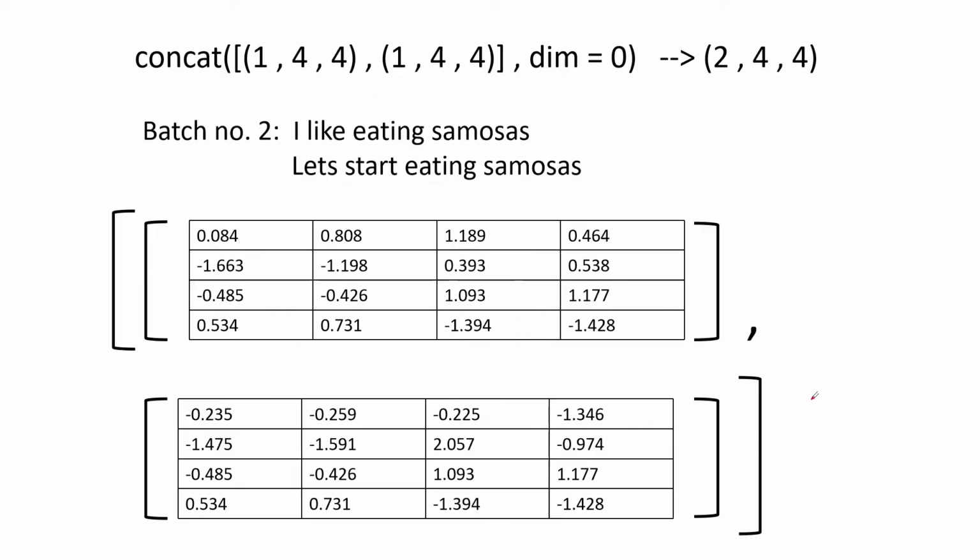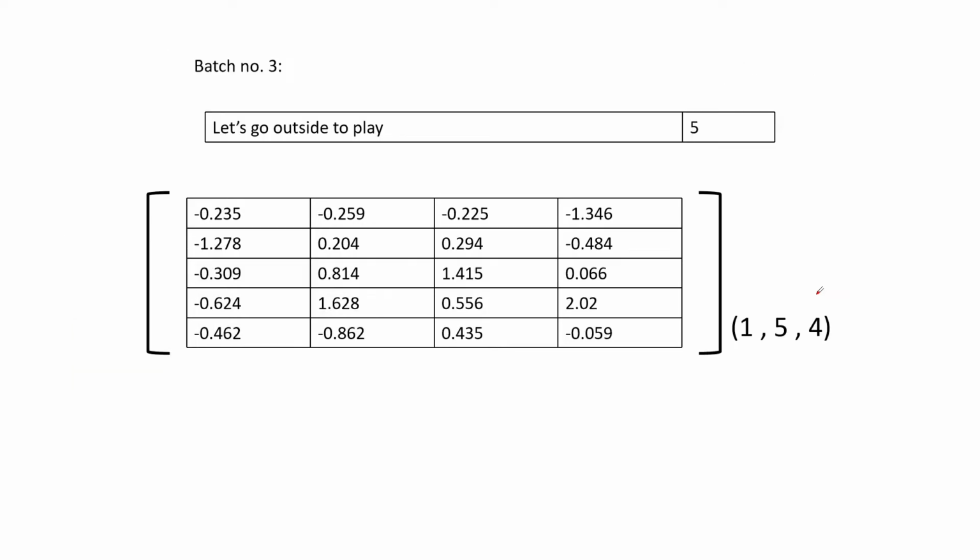You will directly concatenate 1 comma 4 comma 4 and 1 comma 4 comma 4 in the dimension of 0. You will get 2 comma 4 comma 4. Okay, again if you look at the data, how the data will be, it will be like this. Sorry for the noises outside. So batch number 3, since it's only one statement, it will just go like this. It has 5 and it will be 1 cross 5 cross 4. So that was the basis of collate function.